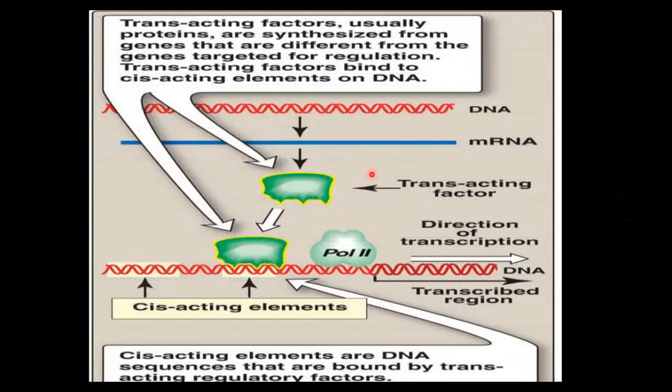So here, my cursor again has started to misbehave. Here you have the cis-acting elements, and you can see they will regulate gene expression on the same chromosome as they are found on, but trans-acting factors can be synthesized from a different region, okay, and will target genes on different regions or different chromosomes than those that synthesize them.